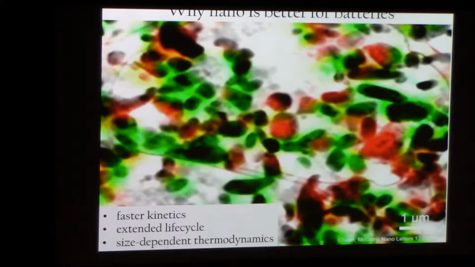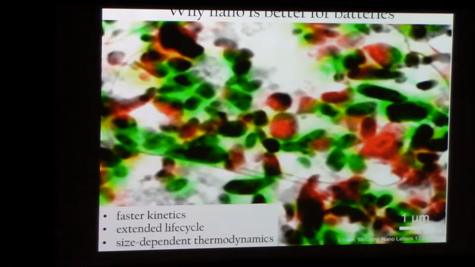And then finally, another interesting point is that there are size-dependent and size-tunable thermodynamics. So compared to bulk materials, it's actually much easier to load up these nanoparticles with lithium. So you need a lower lithium concentration to have all of the lithium basically be absorbed into the nanoparticle and be able to get as much juice out of your battery.